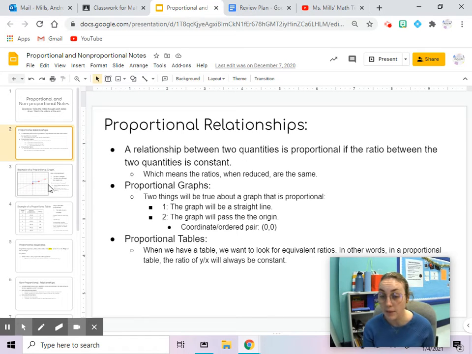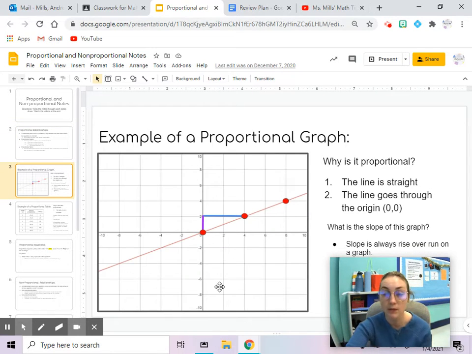If you're looking at a graph in particular, there are two things it needs to be for it to be proportional. One thing, it has to be a straight line. Second thing, it needs to go through the origin of the graph. So here's an example of a proportional graph. First thing, it's a straight line, so it satisfies the first thing. Second thing is it goes through the origin. The origin is the very center of the graph where the x-axis and the y-axis meet to make 0. If the line crosses that, it is a proportional graph.